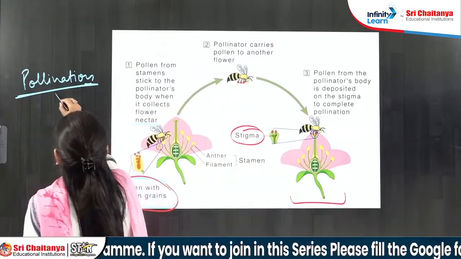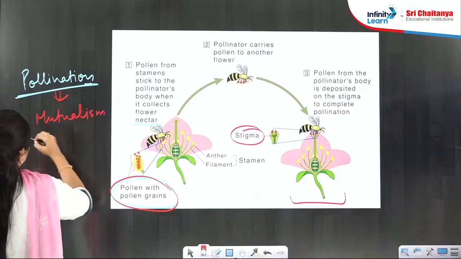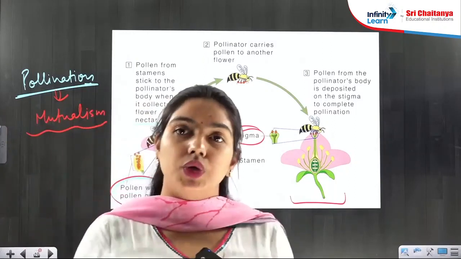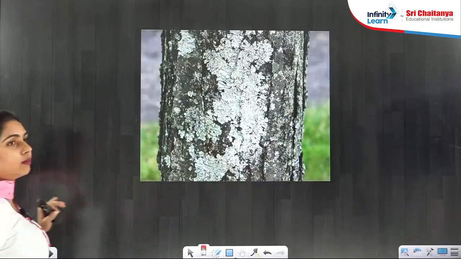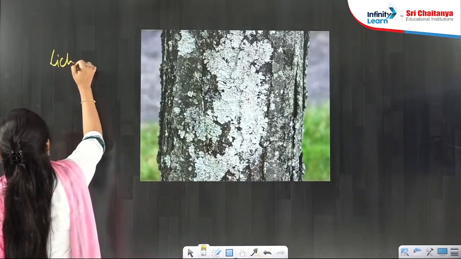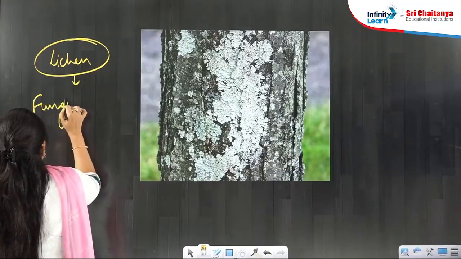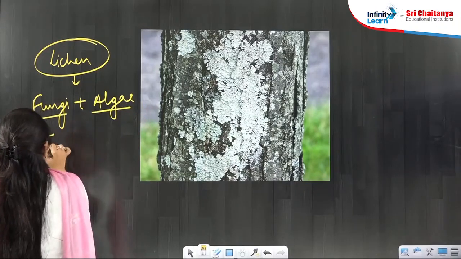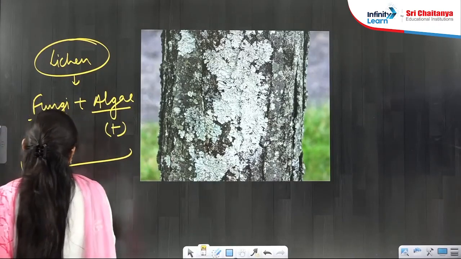Pollination is an example of mutualism, beta. Always remember, pollination is an example of mutualism. So I have shown you so many examples of these population interactions. One more is there, lichen. Have you heard of lichen, beta? Lichen is the association of fungi plus algae. Both are getting benefit. It is also mutualism.